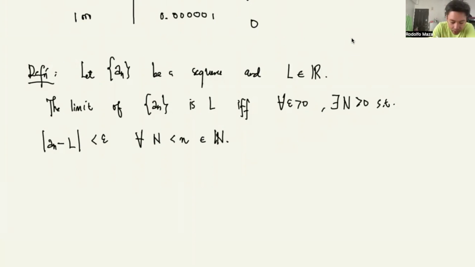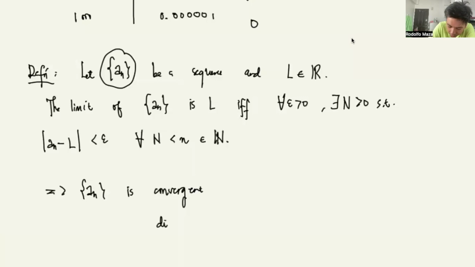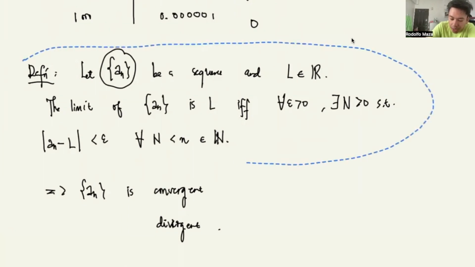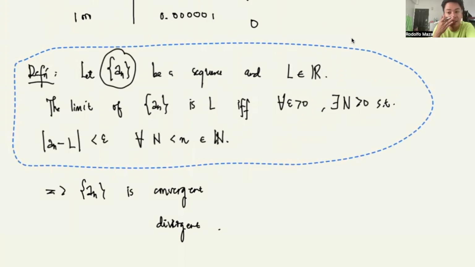So, if the limit of the sequence exists, ibig sabihin, if the limit of these exists, we call that a_n convergent. If it doesn't exist, then we call that divergent. Yan. So, this definition is actually powerful because this will be used in order for us to determine if the given value of a real number is a limit of a sequence. So parang papatunayan natin sa buong mundo na this is the limit of a sequence.